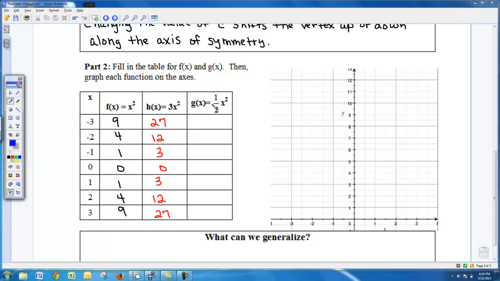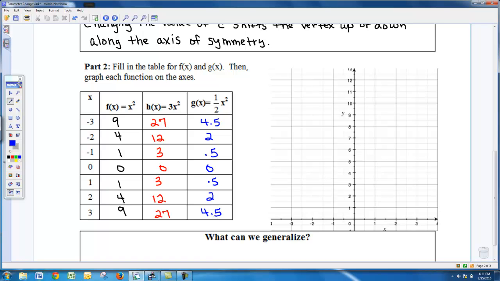All right, let's do g of x equals 1/2 x squared. So we're going to take the value of the parent function and take half of it, or divide it by 2. So half of 9 would be 4.5. Half of 4 is 2. Half of 1 is 0.5. Half of 0 is still 0. Again, half of 1 is 0.5. Half of 4, 2. Half of 9, 4.5.